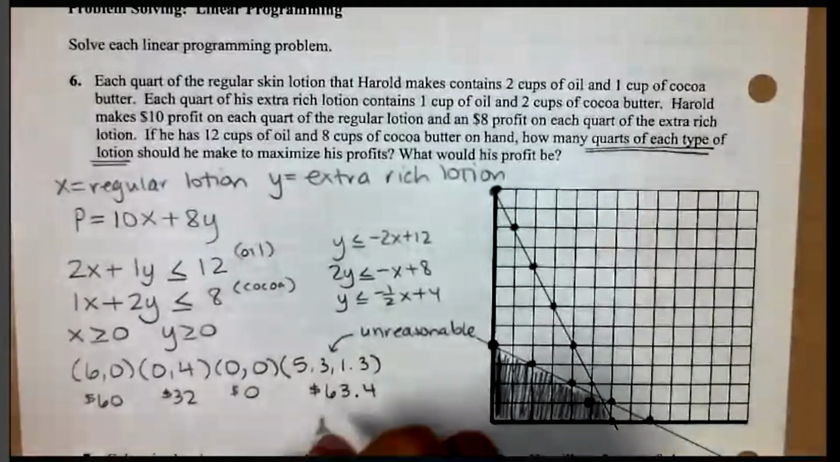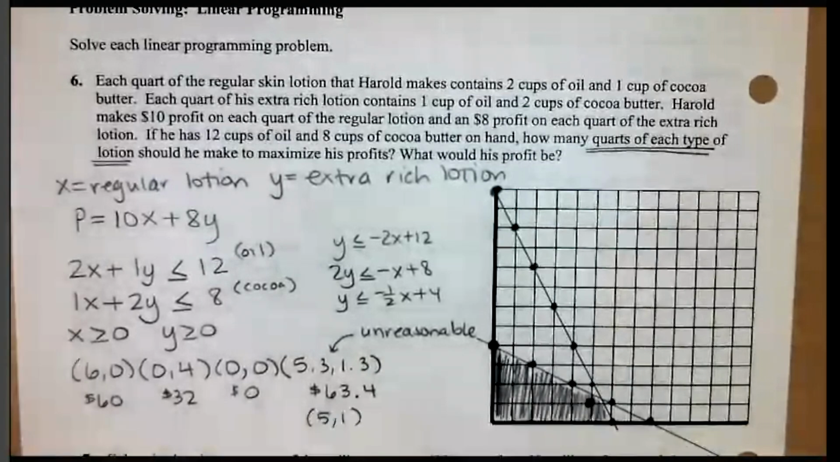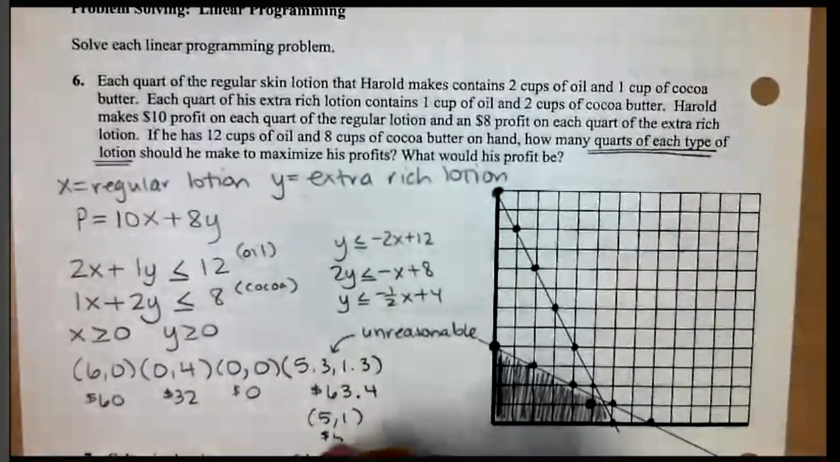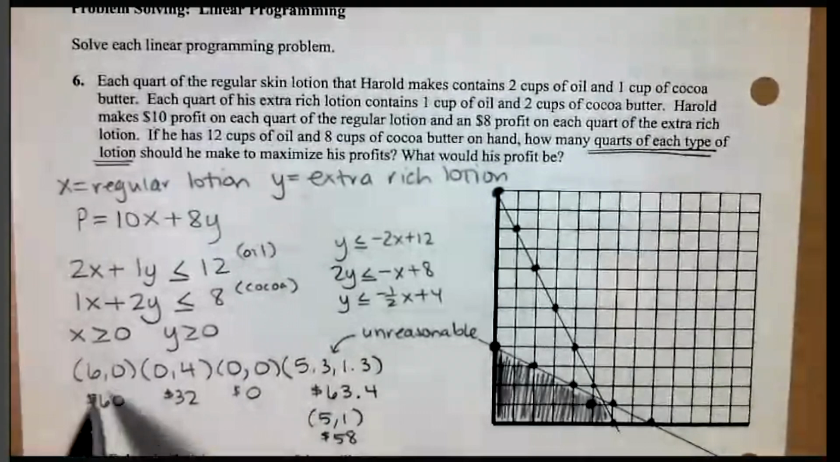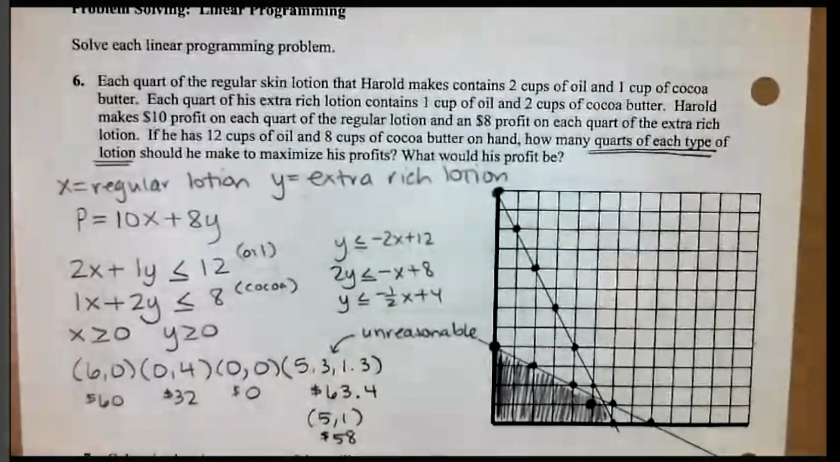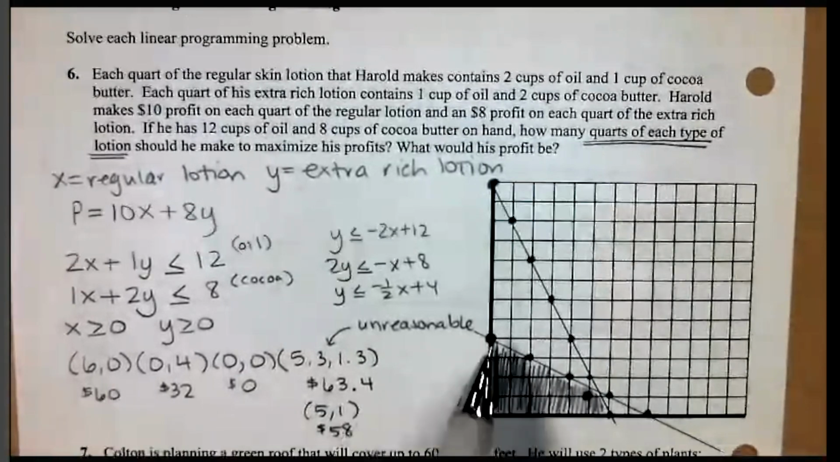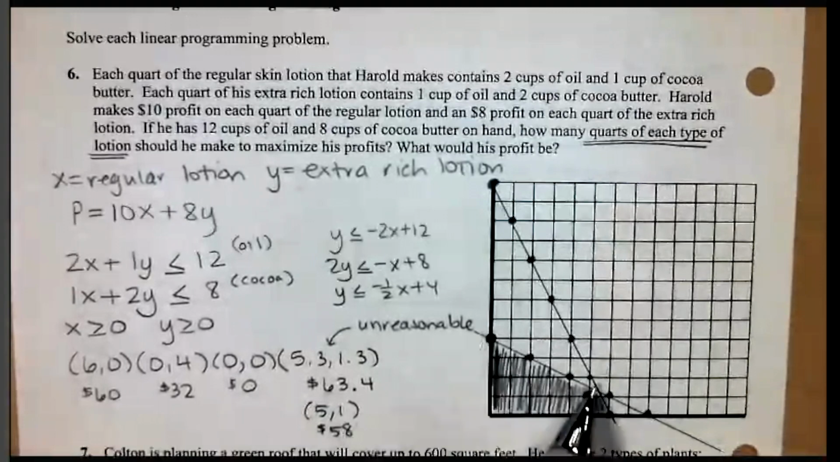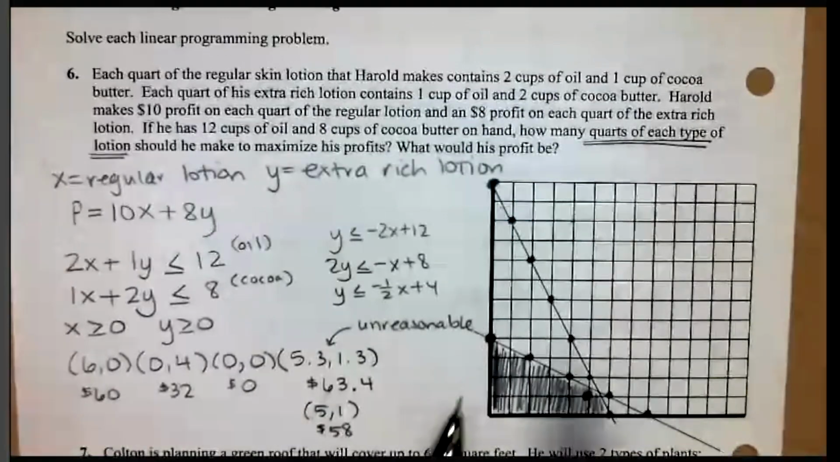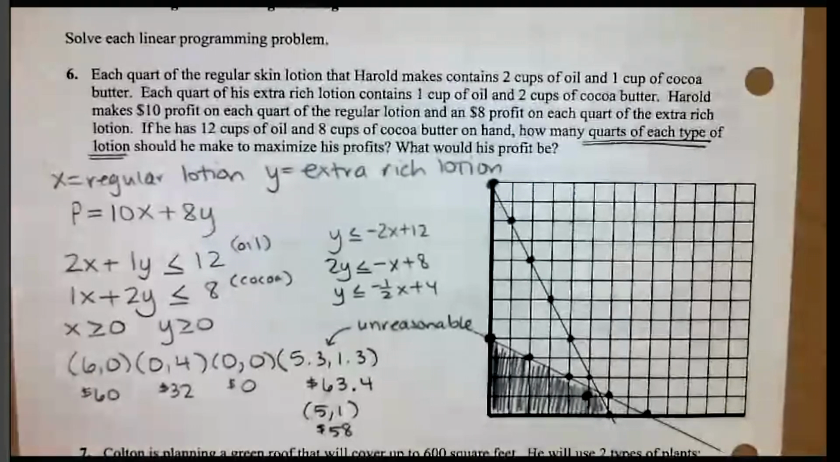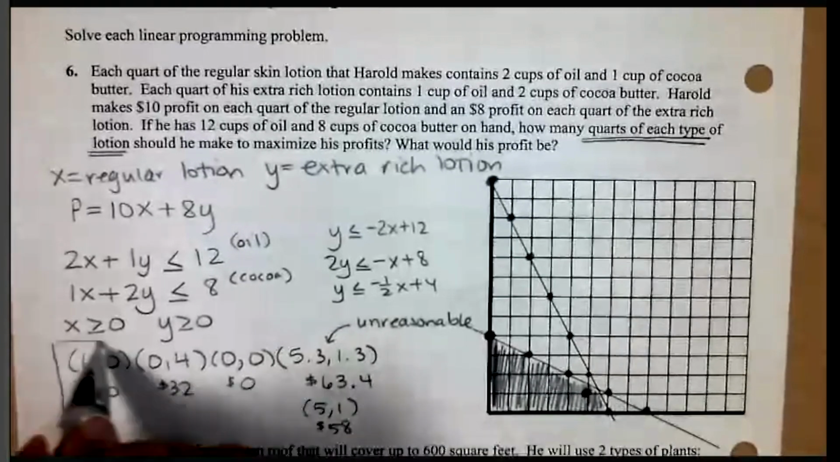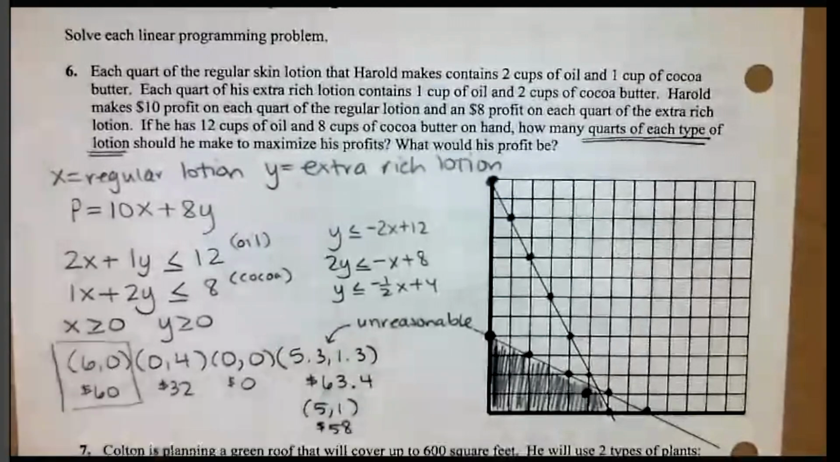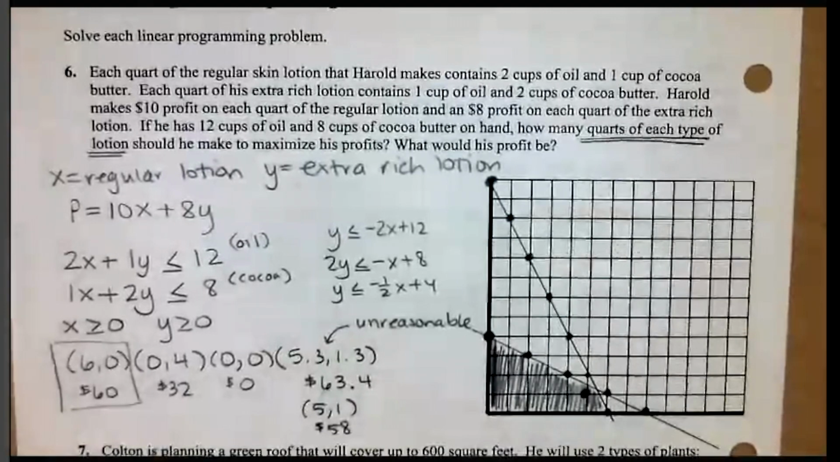However, I'd like to show you that if you do round down to 5 and 1, that is $58. That is no longer the max. This is the max now, because you can only maximize at the vertices. Remember, we talked about that. Our maximum only occurs at the vertices. So when you round this down, you are no longer on one of those vertices, so that's no longer the max. So the answer we would really want to give here is 6, 0. 6 of the regular and 0 of the extra rich. That's going to get them the most money at $60.